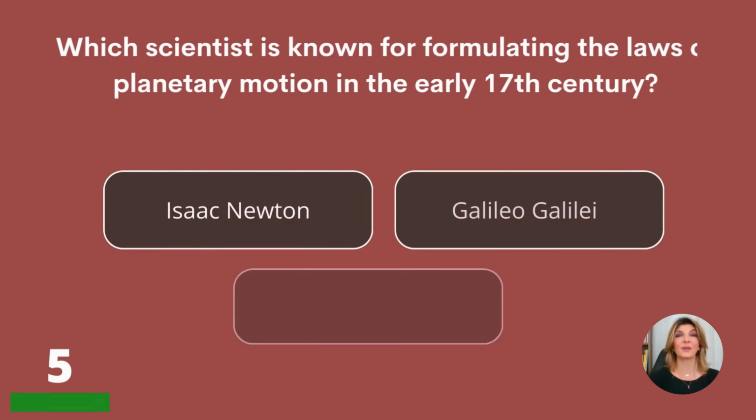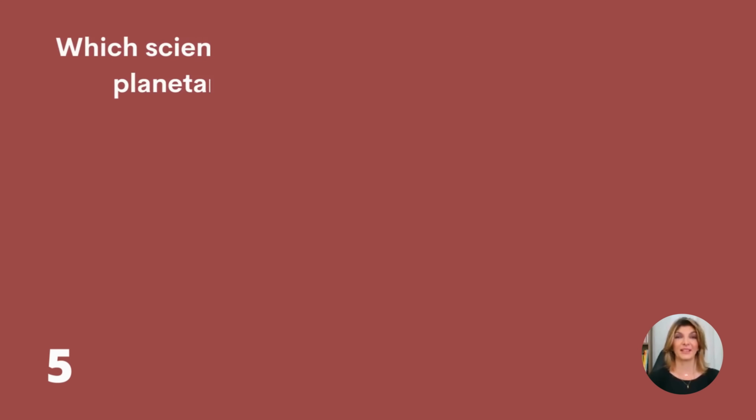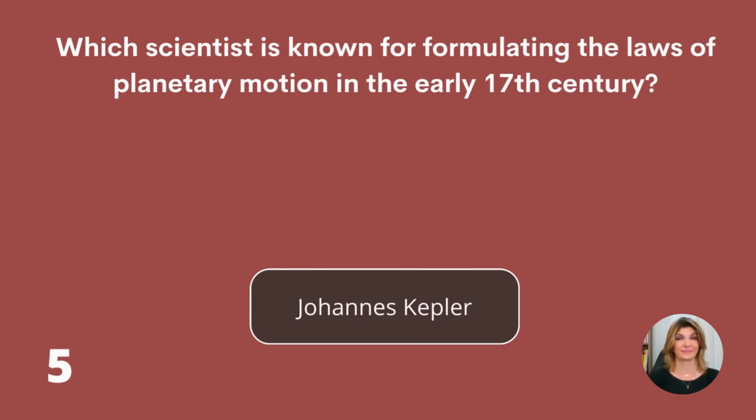Which scientist is known for formulating the laws of planetary motion in the early 17th century? Isaac Newton, Galileo Galilei, or Johannes Kepler? Johannes Kepler.